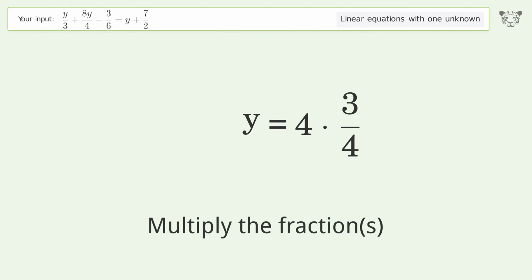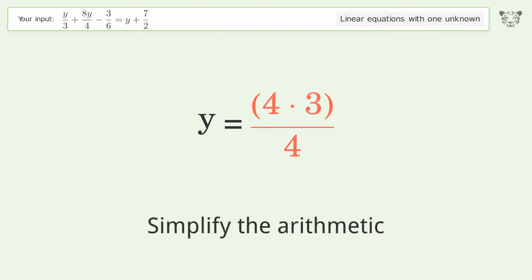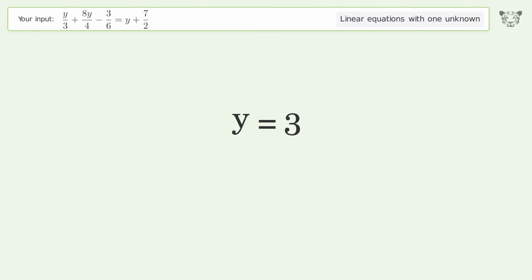Multiply the fractions. Simplify the arithmetic. And so the final result is y=3.